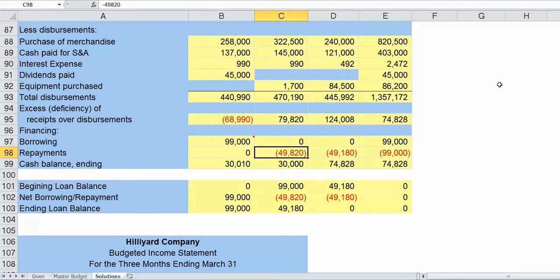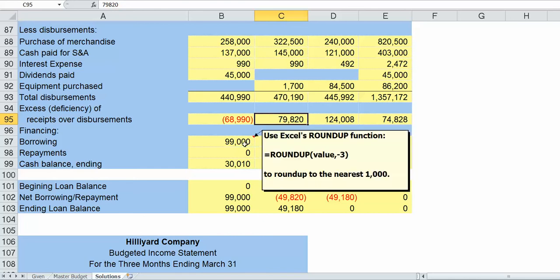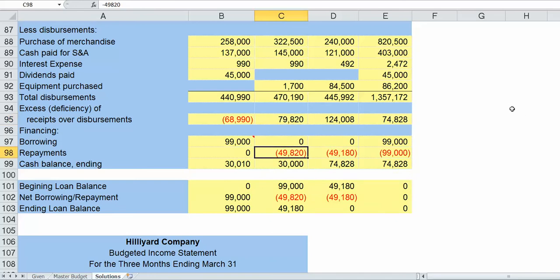You're going to need to use some sort of logical statement also for your repayments. First asking, do we have excess cash? And in this case, the answer is yes. So we can repay the loan to the extent that we have any loan. And in this case, we owed $99,000, but we wouldn't want to repay the entire thing because that would bring us down below our $30,000 minimum cash balance. So we're only repaying $49,820.